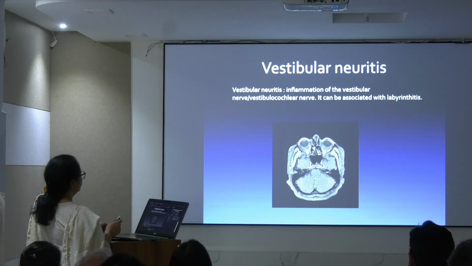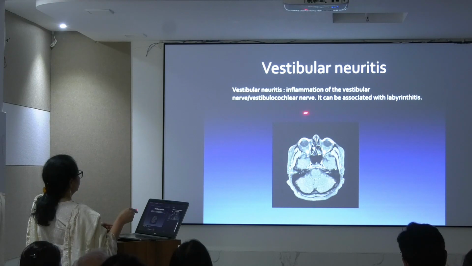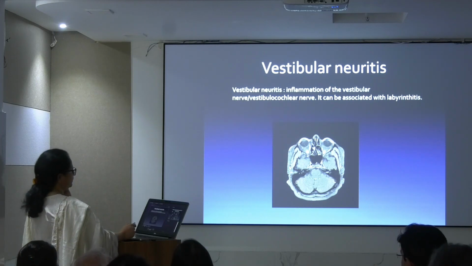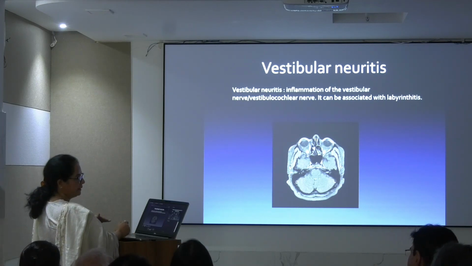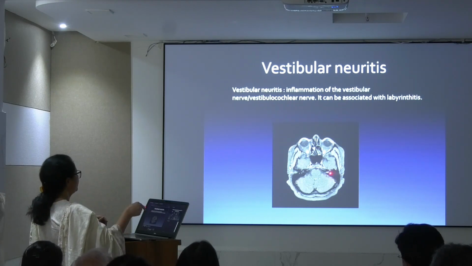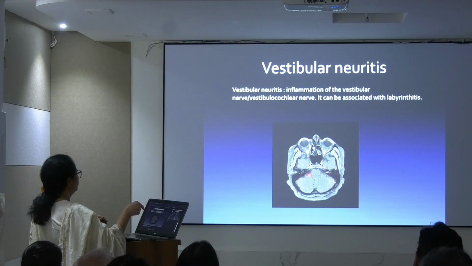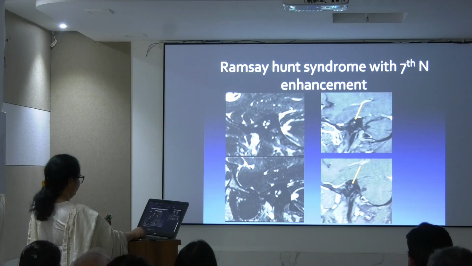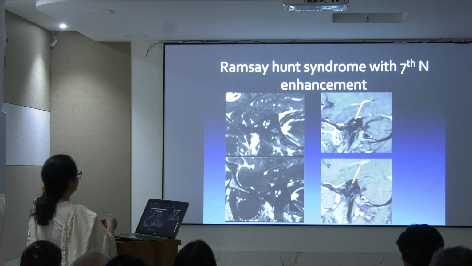Coming to vestibular neuritis, once again we need a post-contrast study, and whenever we require a post-contrast study for the posterior fossa, we need to have a T1 image because the structures are too small and they need to be compared with the opposite side. Here what we are seeing is the enhancement of the cerebral nerve complex, and on this side there is no enhancement. This was a case of Ramsay Hunt syndrome.